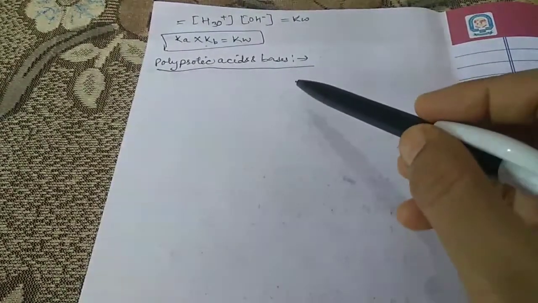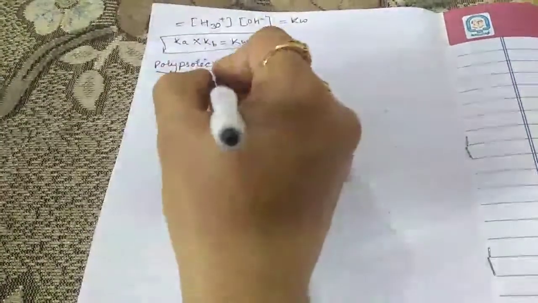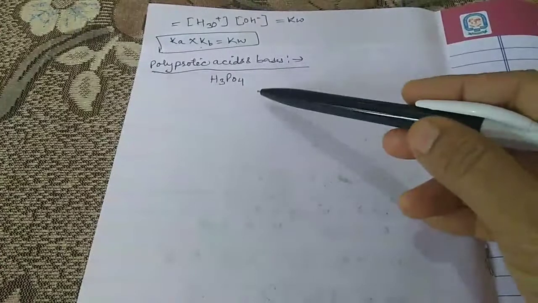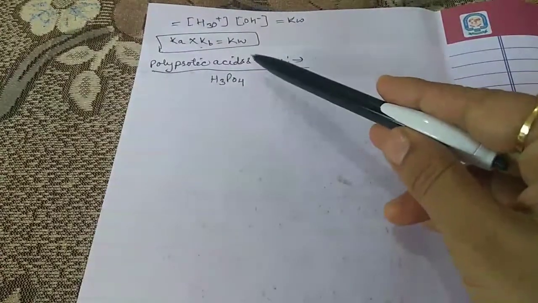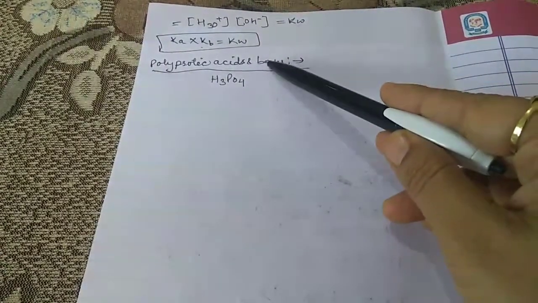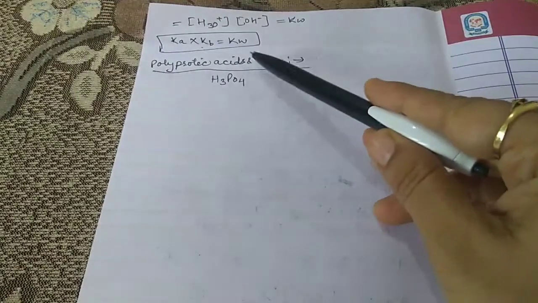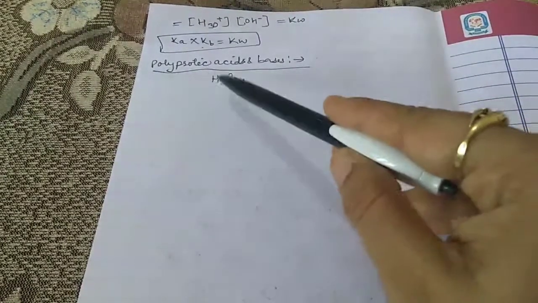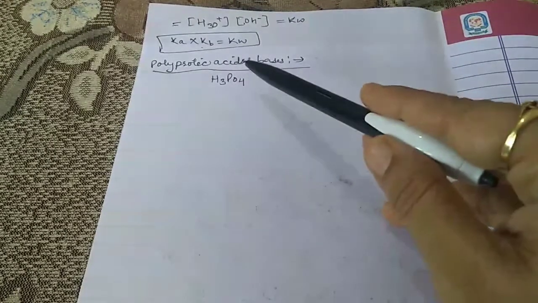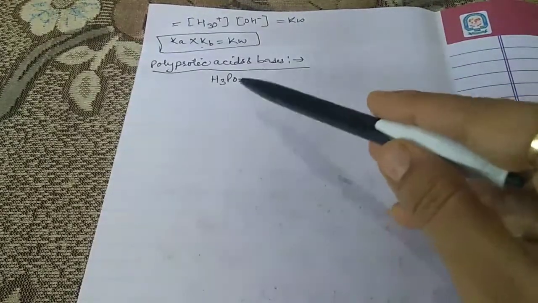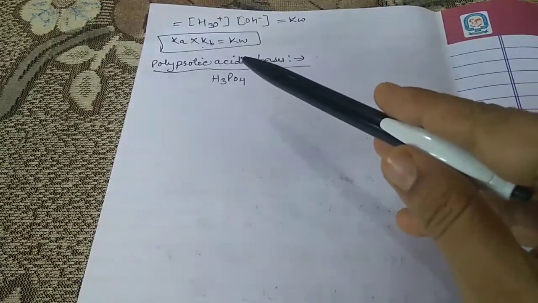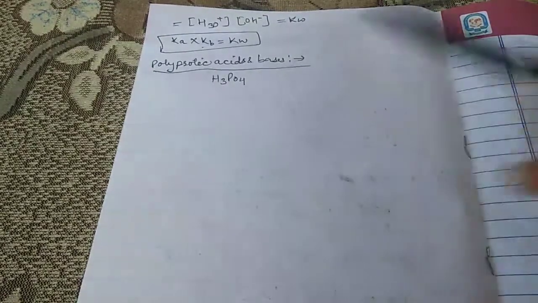And if we are talking about phosphoric acid, the formula for phosphoric acid is H3PO4. Phosphoric acid can donate 3 protons and it is known as a tribasic or triprotic acid. Tri means 3, so it is called a tribasic or triprotic acid. So this is the concept of polyprotic acids and polyprotic bases.